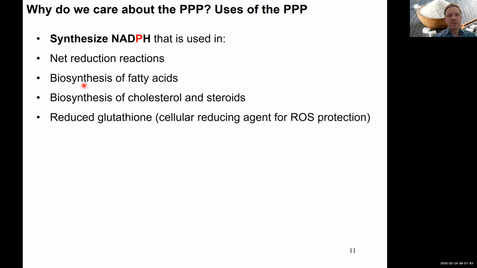It's actually critical for the formation of fatty acids, which we will see in a couple of lectures. It's also important in the formation of cholesterol and steroids, which you know are important for mammalian systems especially, but also others. And it generates or makes sure we have reduced glutathione, which is another cellular reducing agent that deals with ROS protection.